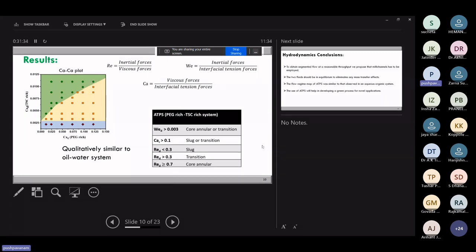So this map is basically same as before, but I've converted it to dimensionless form so that it is more general purpose. Okay, and the Reynolds number is one of the numbers we have. Then you have the Weber number and the Capillary number, and in the table here we have given you some conditions under which you get different kinds of flow patterns. And this is kind of qualitatively similar to the oil water system, but not exactly the same. So there's a difference between this.